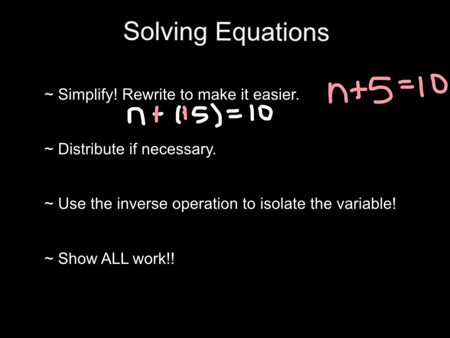Number 2, distribute if necessary. Not all of your equations will require the distributive property, but you need to distribute before you solve if it's there. Number 3, use the inverse operation to isolate the variable. Remember that you work through these step by step, trying to get that variable all alone on one side of the equal sign. And 4, don't forget to show all of your work. You could get every single one of these equations right with its solution, but if you don't show the proper steps, you will score about a 33% on your formative quiz. So show all of your work.